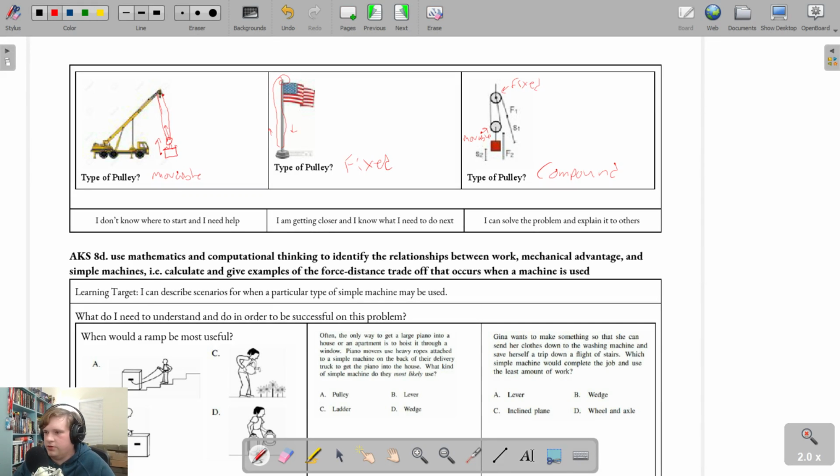So you have to be able to identify your 3 types of levers, you have to be able to identify your 3 types of pulleys, and you have to be able to identify the other types of simple machines, just either based on a picture or a description.